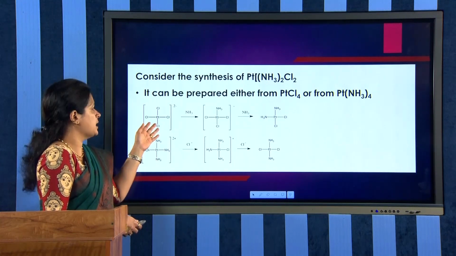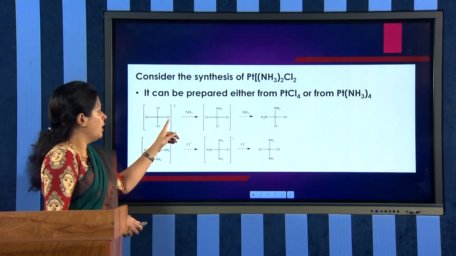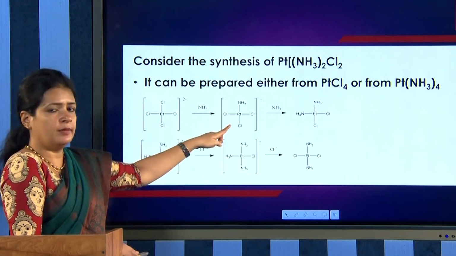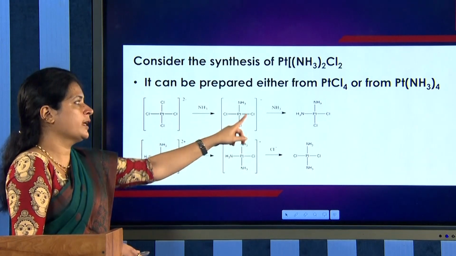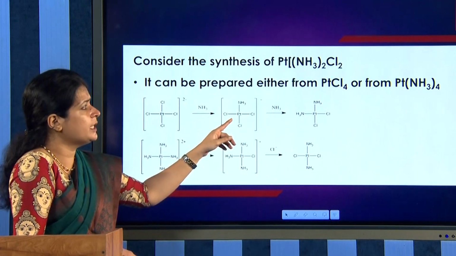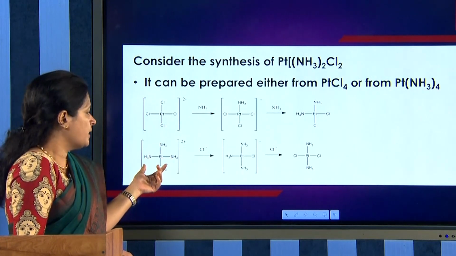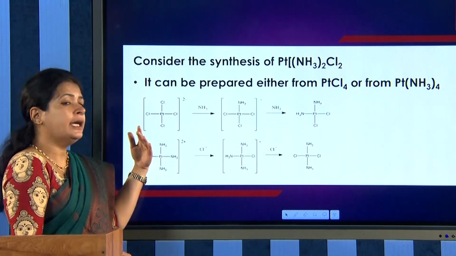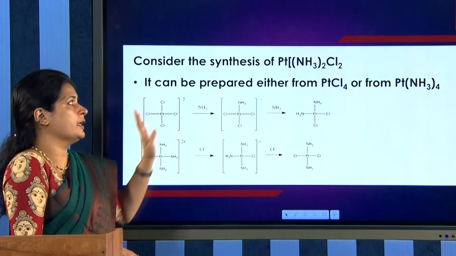See the reaction sequence. Initially, if I take PtCl4 as the initial compound and add ammonia ligand to this complex, the ammonia will substitute, and if I add one more ammonia molecule, the product will be a cis complex, that is cis-Pt(NH3)2Cl2. The product is a cis isomer. And if I start with Pt(NH3)4 2+ and add Cl minus ligand, I will get a trans isomer, or trans-Pt(NH3)2Cl2.